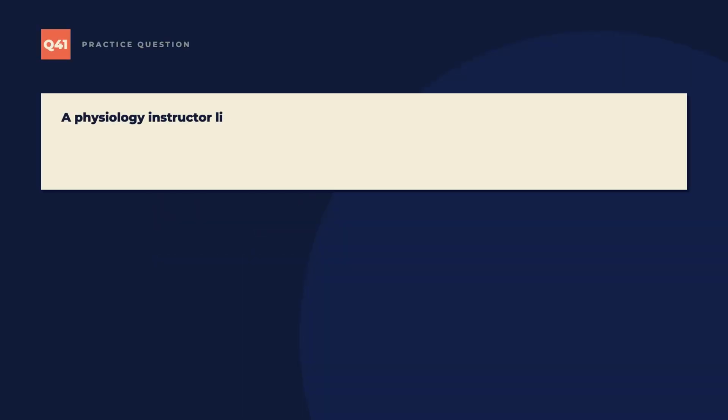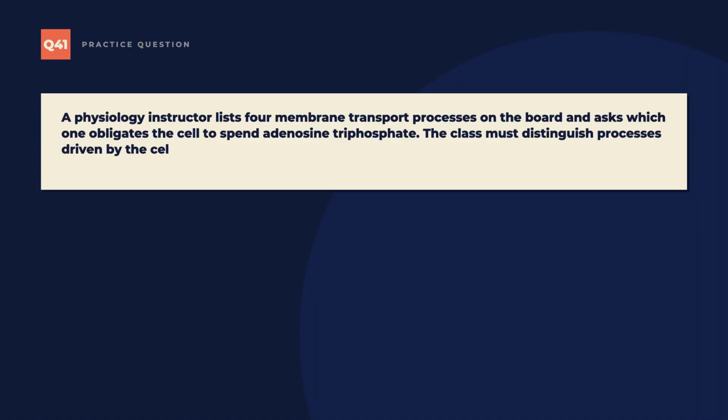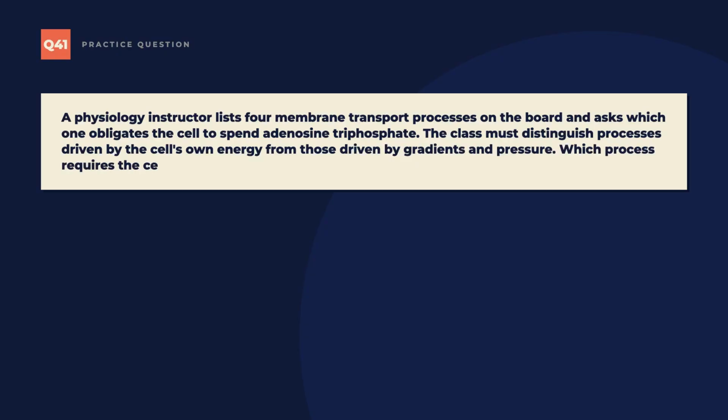Question 41. A physiology instructor lists 4 membrane transport processes on the board and asks, which one obligates the cell to spend adenosine triphosphate? The class must distinguish processes driven by the cell's own energy from those driven by gradients and pressure. Which process requires the cell to expend energy?